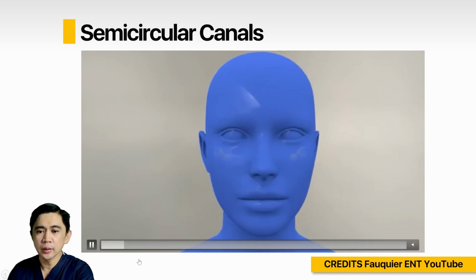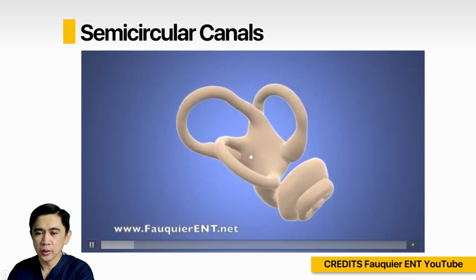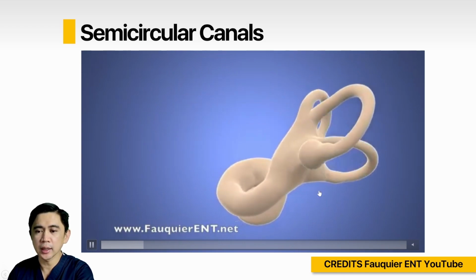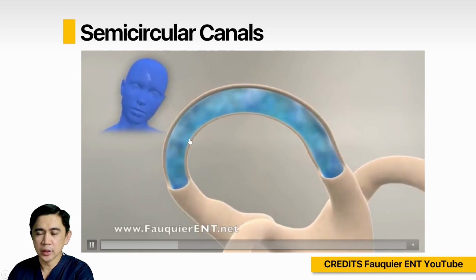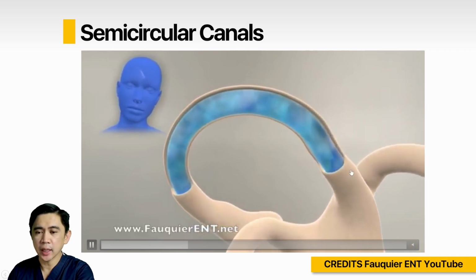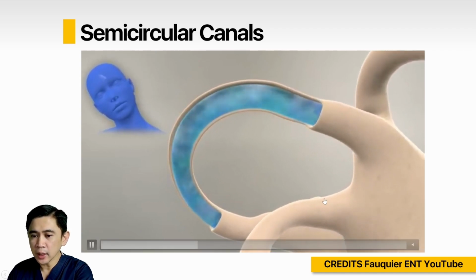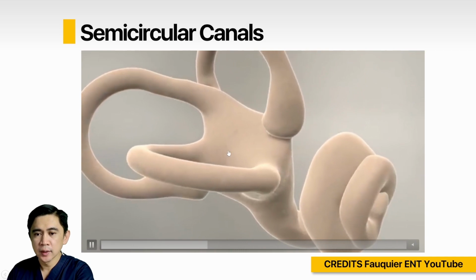So here's a video of how the semicircular canals work. So this is the inner ear, this is the cochlea, and these are the semicircular canals. So when we bend our head in any direction, this will be detected by the semicircular canals, and this will be reflected by the movement of the endolymph inside it. Now, take note of this structure. This is the crista.